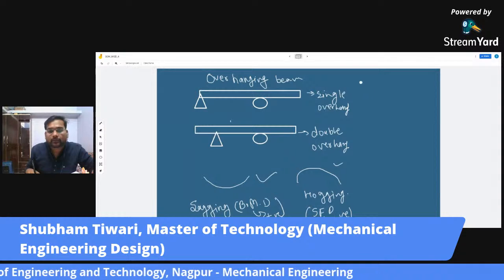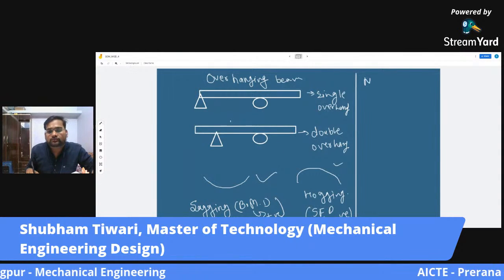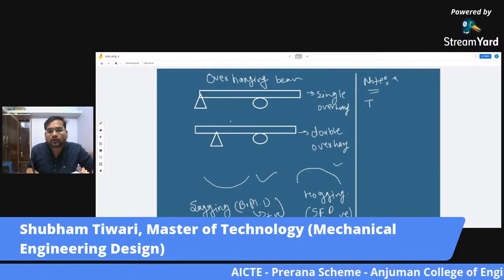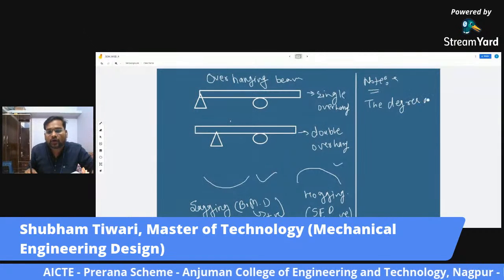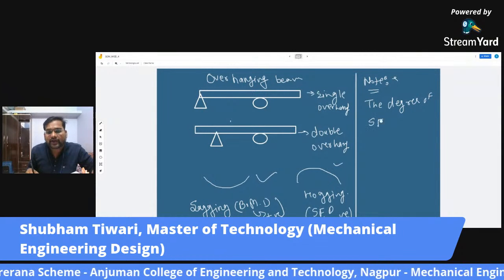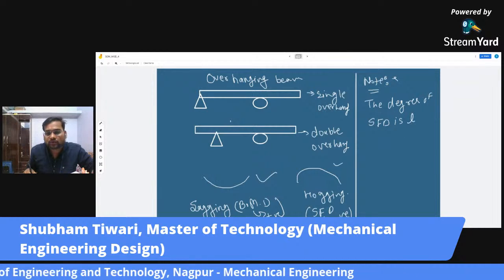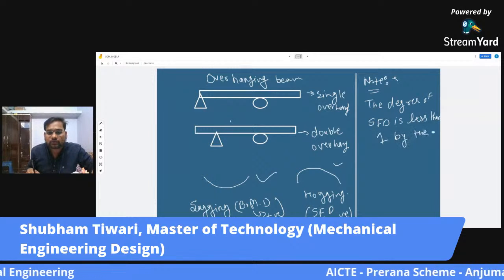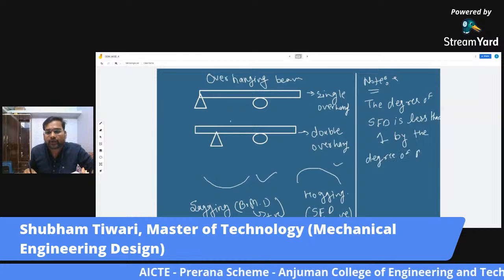Now, some other points that I want you to know. Very important note: the degree of the shear force diagram is less than the degree of the bending moment diagram by 1.